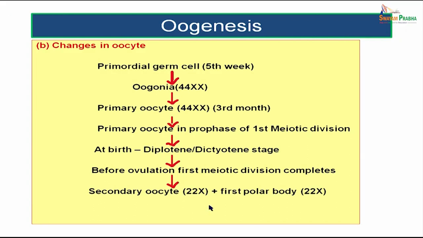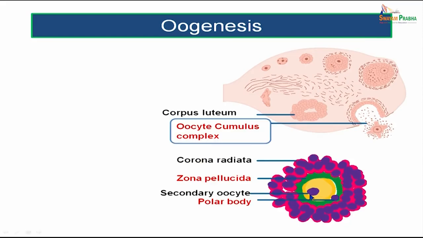Now look at the chromosome number. The secondary oocyte will have the haploid number of chromosomes, that is 22X. Along with that, there will be an expulsion of a polar body, known as the first polar body, again with the same haploid number of chromosomes. What happens to the secondary oocyte? It will enter into the second meiotic division.